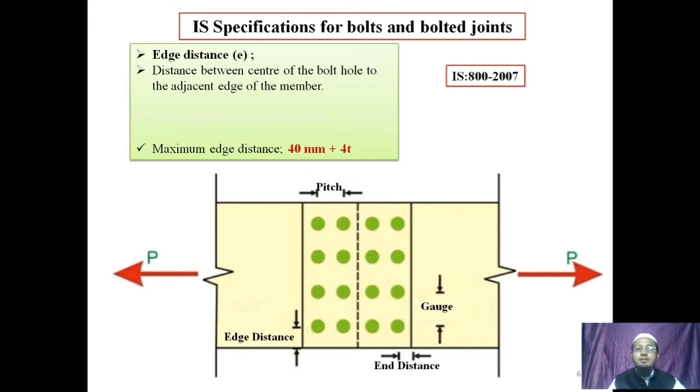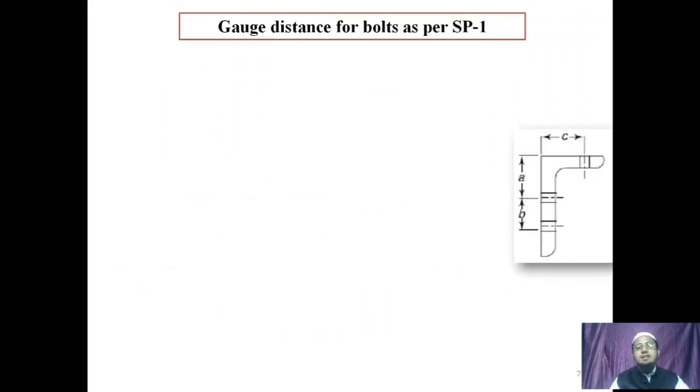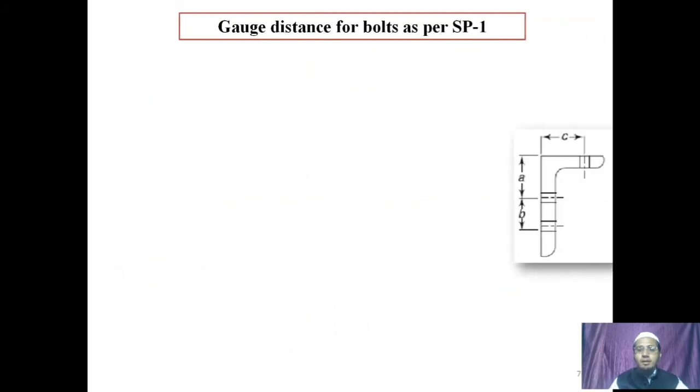Now apart from this, for gauge distance, as we have already discussed, as per IS 800 2007 there are some recommendations, but for the design of connections by means of bolts, we also use SP1. It is also one of the codes in which gauge distance for bolted connections using an angle section as a member, for such type of connections, it has given some guidelines.